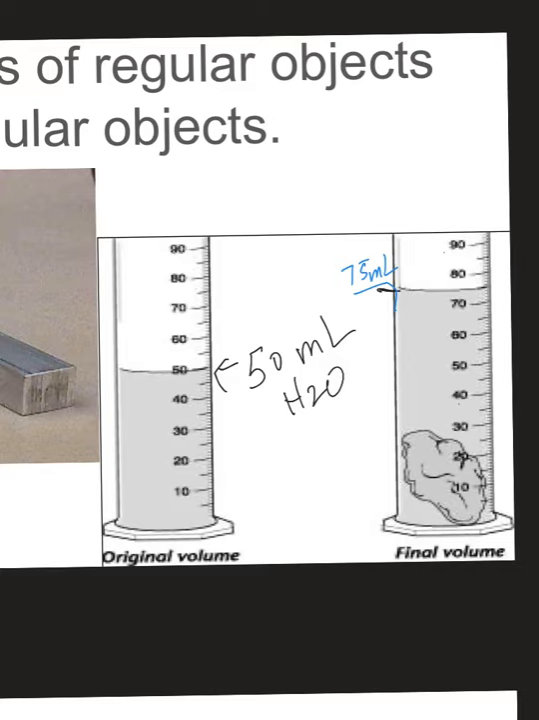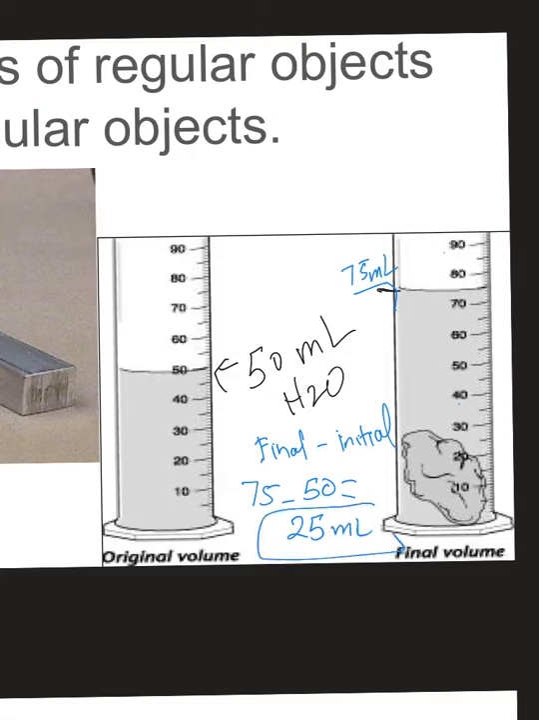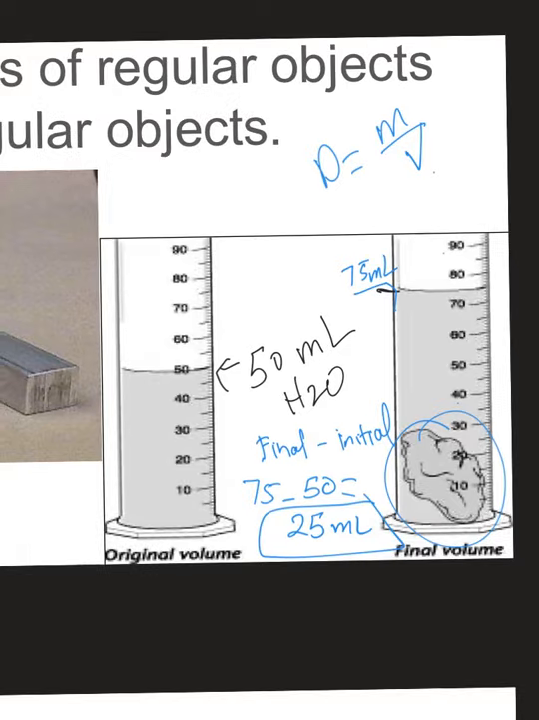So if the water was only 50 mils, but when I dropped it in, it rose to 75 mils, well, what's the volume of that rock? Easy. You take the final volume and you subtract it from the initial. So in this case, that's going to be 75 minus 50, which is equal to 25 mils. So that means this rock has a volume of 25 mils. And so from here, if I knew the mass, like if I had a balance, I can type in the mass and do density equals mass over volume and work that problem out.